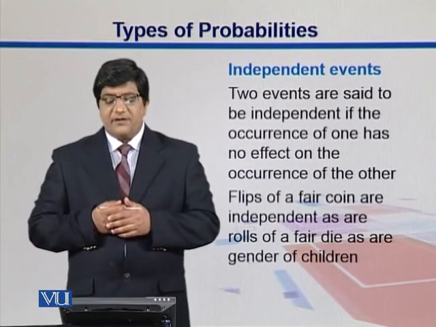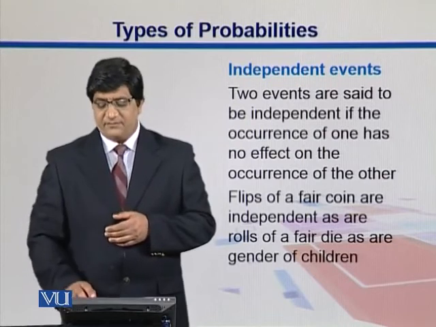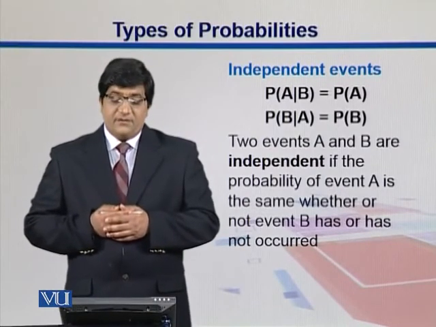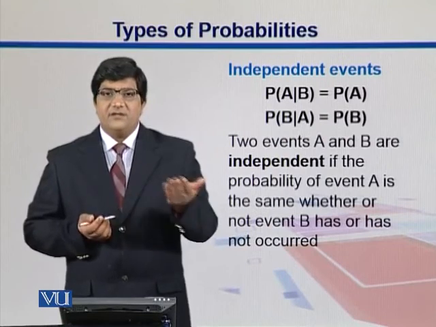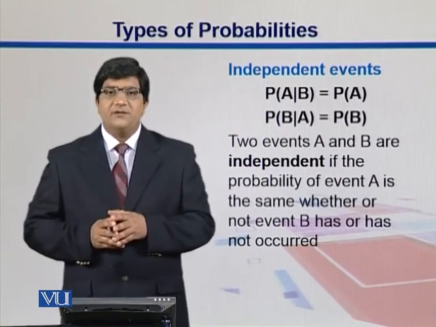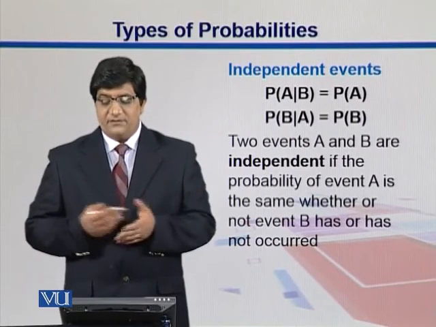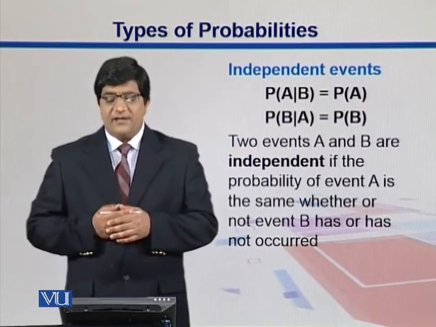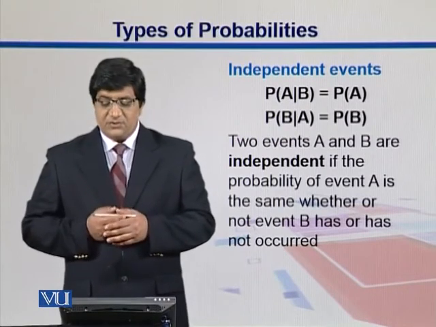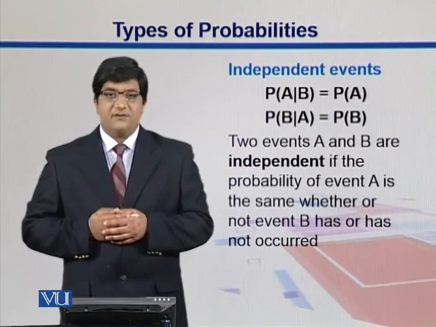Two events are said to be independent if the occurrence of one has no effect on the occurrence of the other. In that case, we call these kinds of events independent events. Examples are here, you can see them. For independent events, P of A while B. As we have seen in the previous one, where we had dependent events, our conditional probability was there. Here there is no condition, so B has occurred, but it has no effect on A. So in this case, P of A while B is equal to P of A. Similarly, P of B while A is equal to P of B. There is no effect of the event which has already occurred. Two events A and B are independent if the probability of event A is the same whether or not B has occurred.